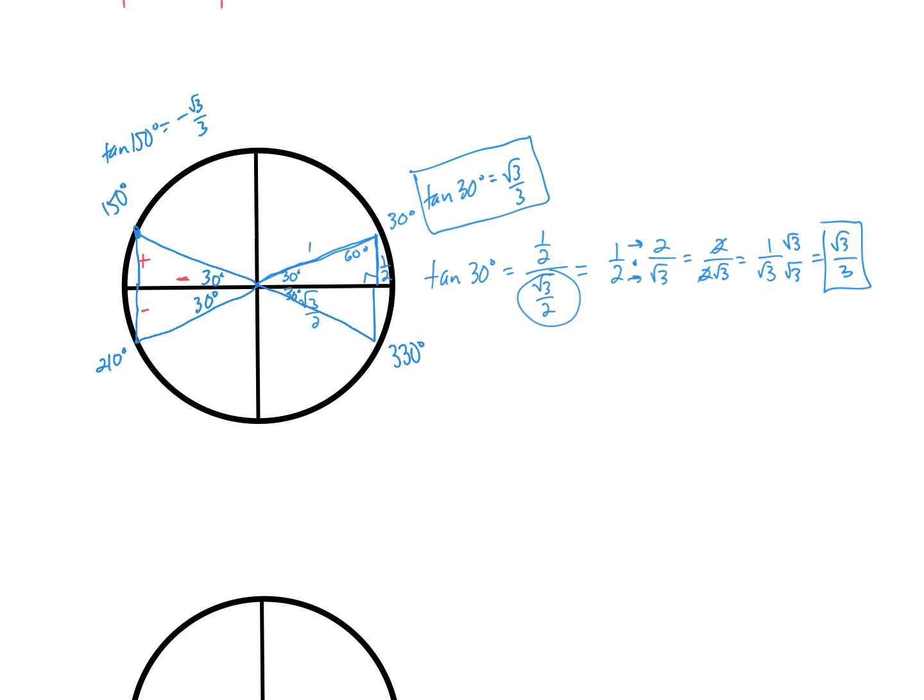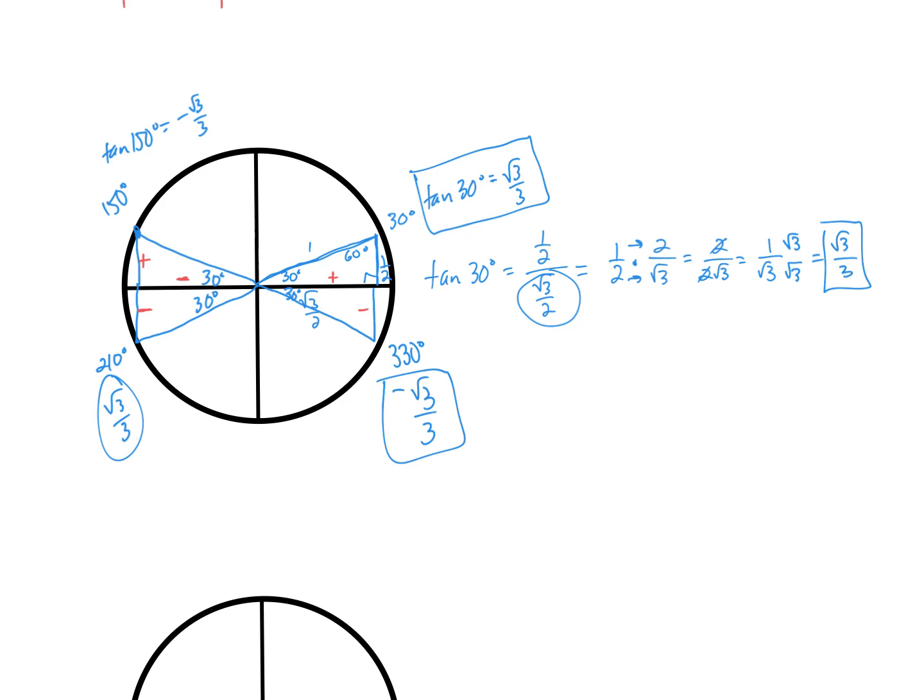Down at 210, it's going to be negative divided by negative, so that's going to end up being positive root 3 over 3. And then over here, we're going to have positive for the x, negative for the y, and so that's going to be negative root 3 over 3 for the tangent value. All right, 2 down, 1 to go.